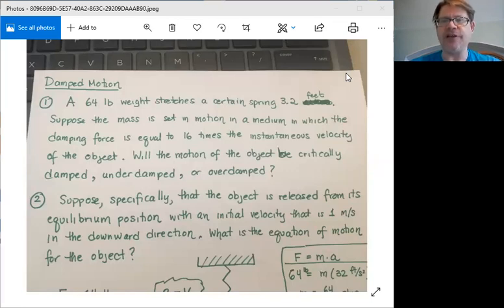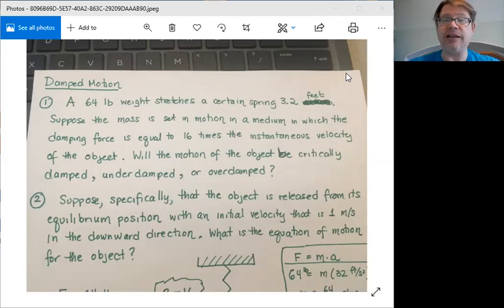The opening question is, suppose that you have a 64-pound weight and it stretches a certain spring 3.2 feet. And suppose that that object is then set in motion in a medium where the damping force is equal to 16 times the instantaneous velocity of the object. The first question that we're going to answer about this is, what kind of motion are we going to have?